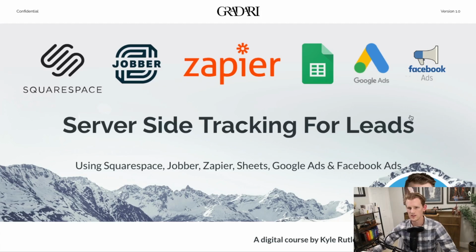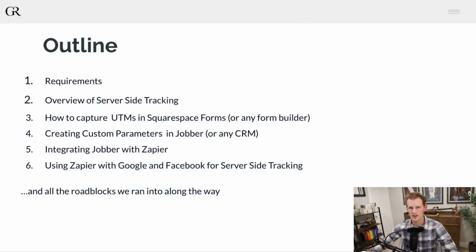Let's jump into things. So first, the outline. We are going to go through a few requirements in order to make this work, okay? And then I'll go through some overviews of server-side tracking, how to capture the UTM parameters in Squarespace forms, creating custom parameters inside of Jobber or any CRM for that matter, integrating your CRM or Jobber in this case with Zapier, and then using Zapier to get everything back into Google Ads or Facebook Ads to complete the server-side tracking, and a lot of the roadblocks we ran into along the way.